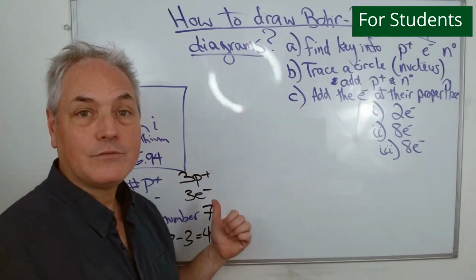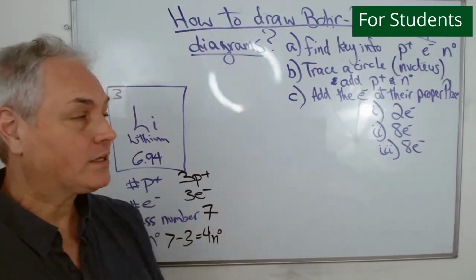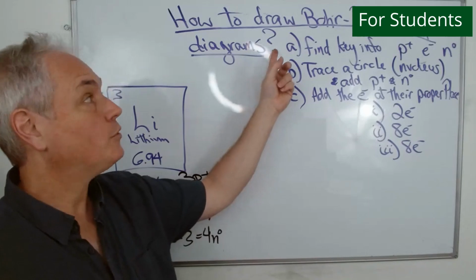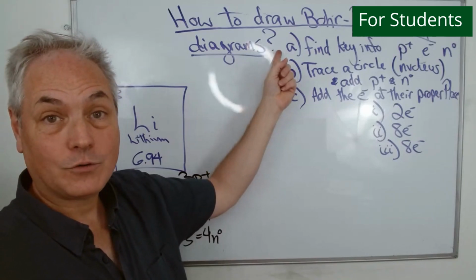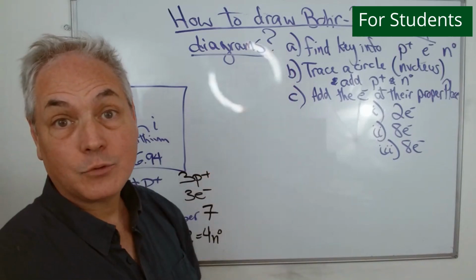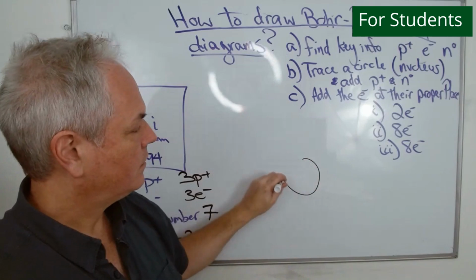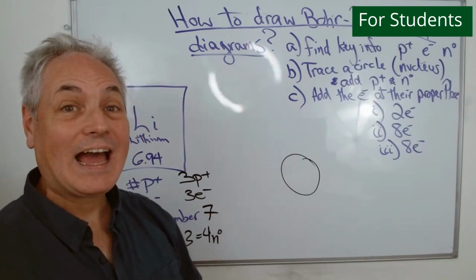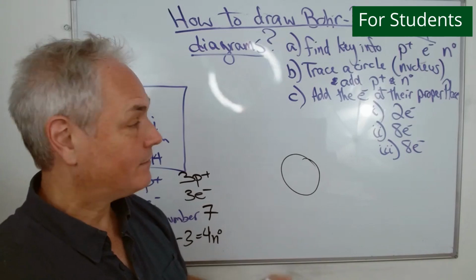Okay, this information is very important because it allows me to know, first of all, if I want to do the Bohr-Rutherford diagrams, I need the info. Second, let's see if we can put it together. The second step, we do the circle, and then we put inside how many protons and neutrons we have.